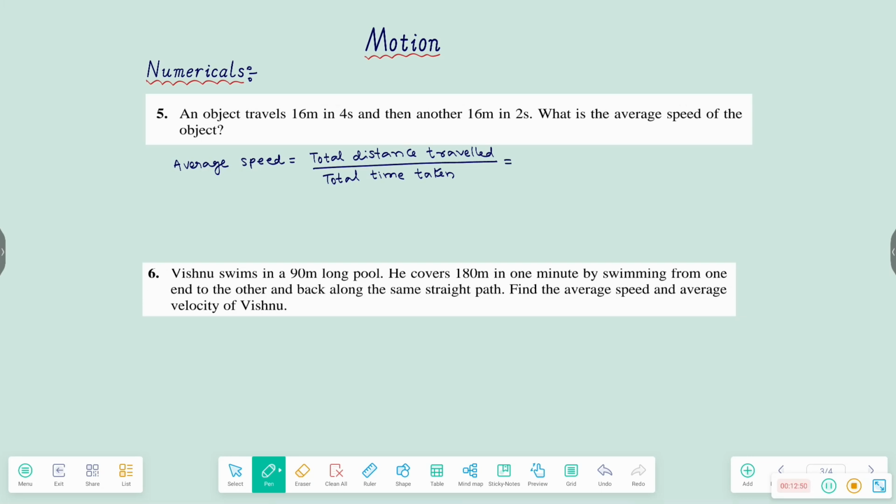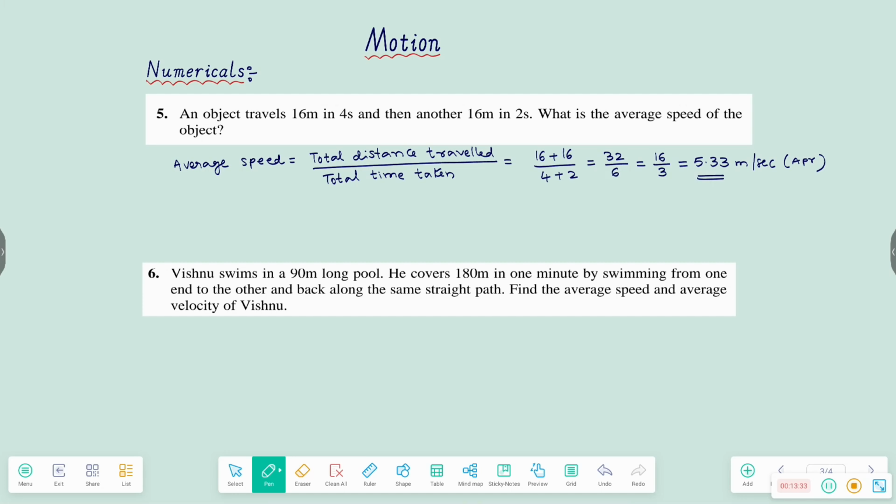So total distance, how much is it? 16 plus 16 meters, and total time is what? First 4 seconds and then 2 seconds, so 4 plus 2. So it is 32 meters by 6 seconds. After cancellation we get 16 by 3. So you can write it like this: 16 by 3 meters per second, or if you convert this into decimals, 5.33 meters per second approximately. So this is the average speed. Whenever you want average speed, it is total distance traveled by total time taken.